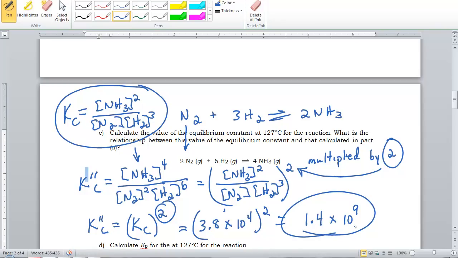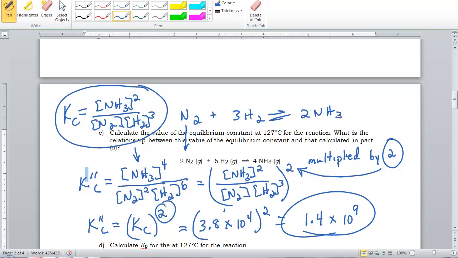All right? So you can save yourself some time in calculations, and it's important that you know these relations, because I will test you specifically on these relations, without a calculation. How is this equilibrium constant related to the original? Well, it's the square of the original, so you need to know that.